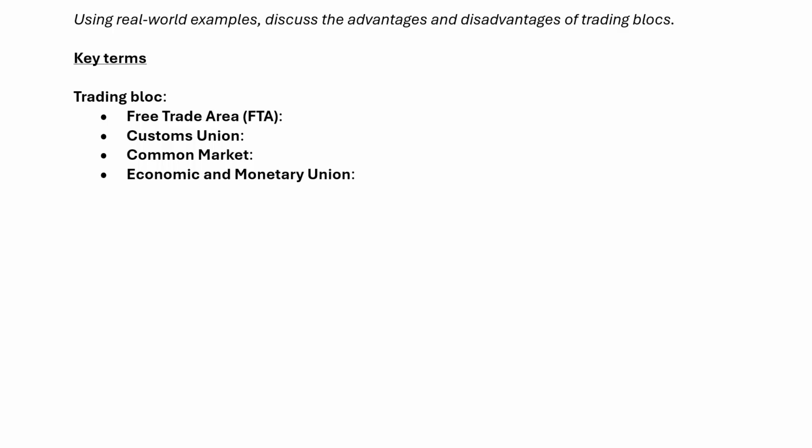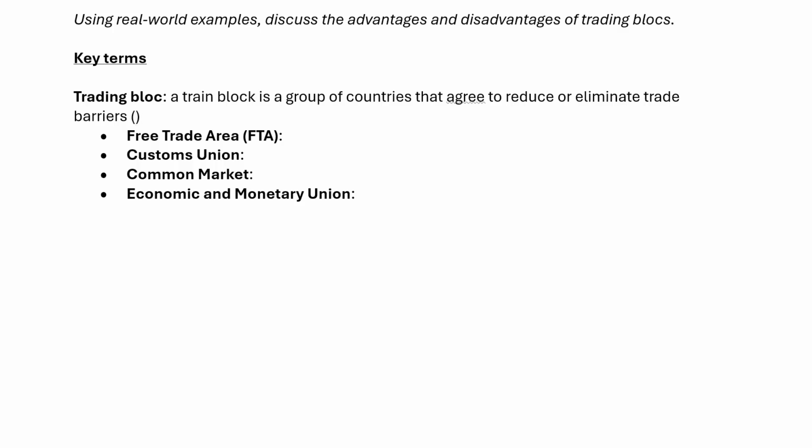So regarding the key terms, there's really only one thing we need to define, and that is this idea of a trading block. Now, with this concept, there are a few different forms of trading block, so we need to be clear and explain those as well. A trading bloc is a group of countries that agree to reduce or eliminate trade barriers, such as tariffs and quotas, among member nations while maintaining restrictions on non-members.